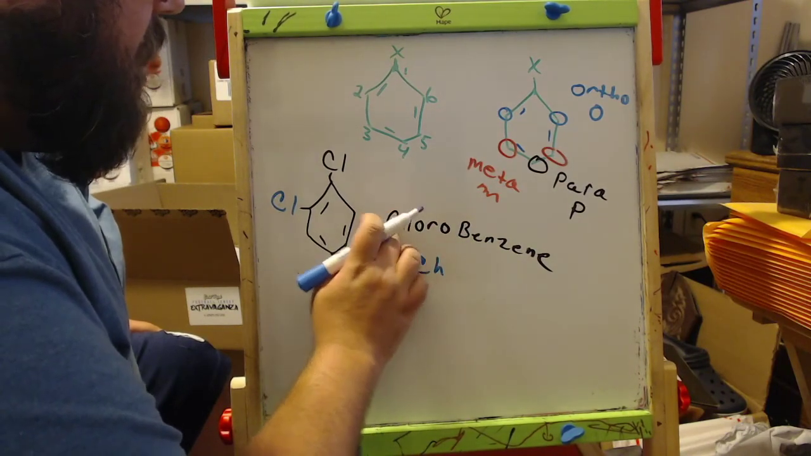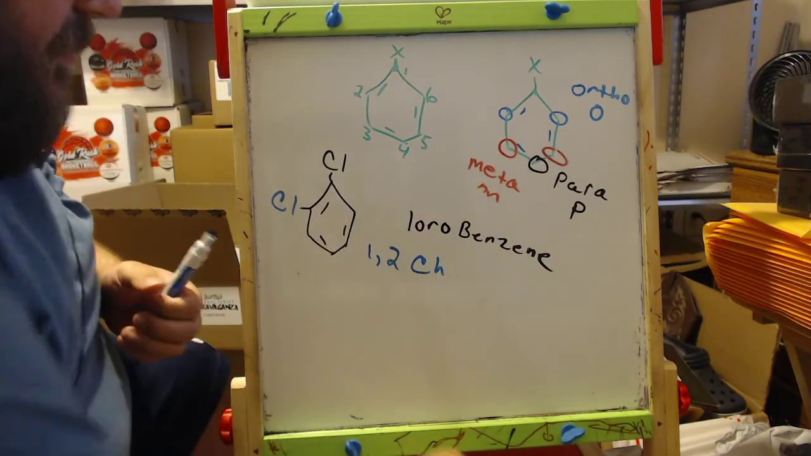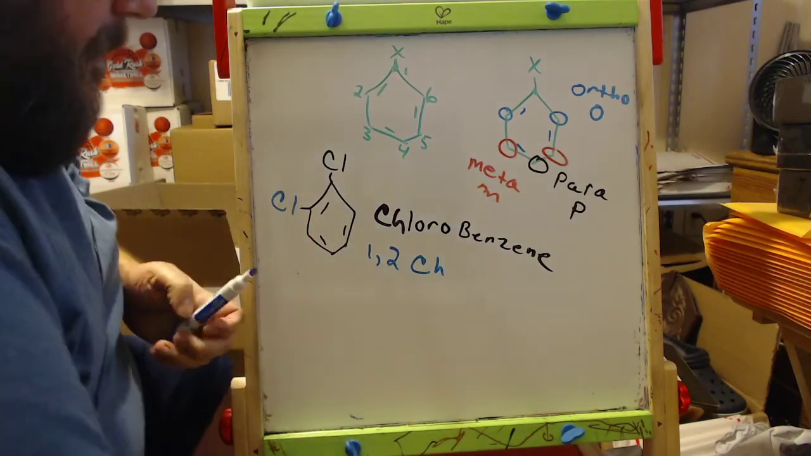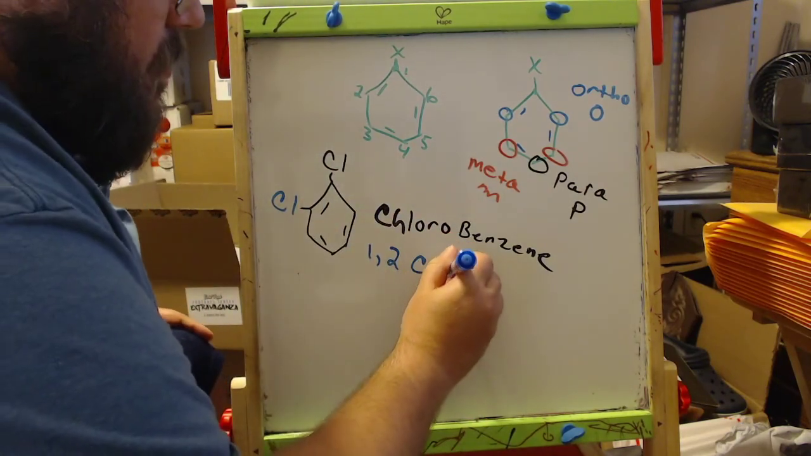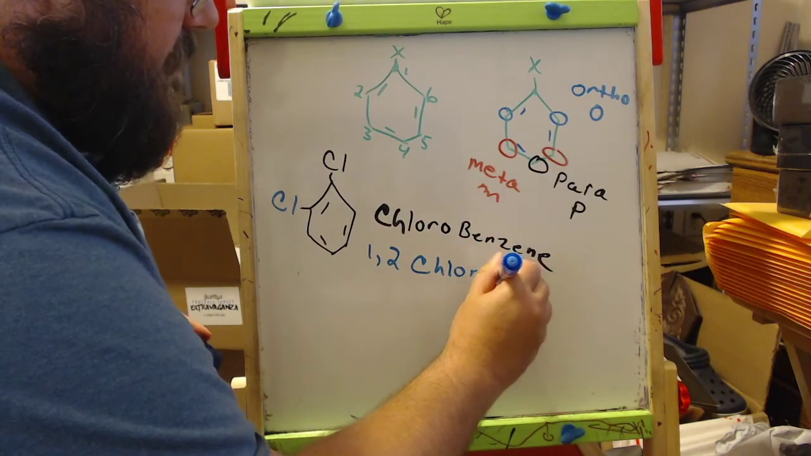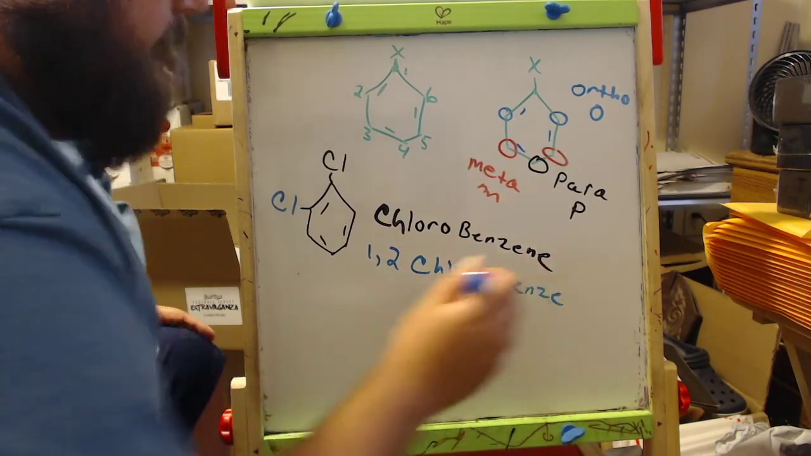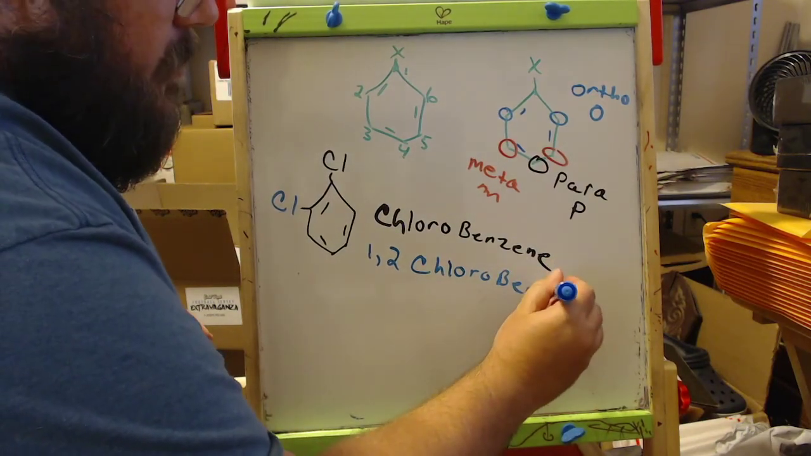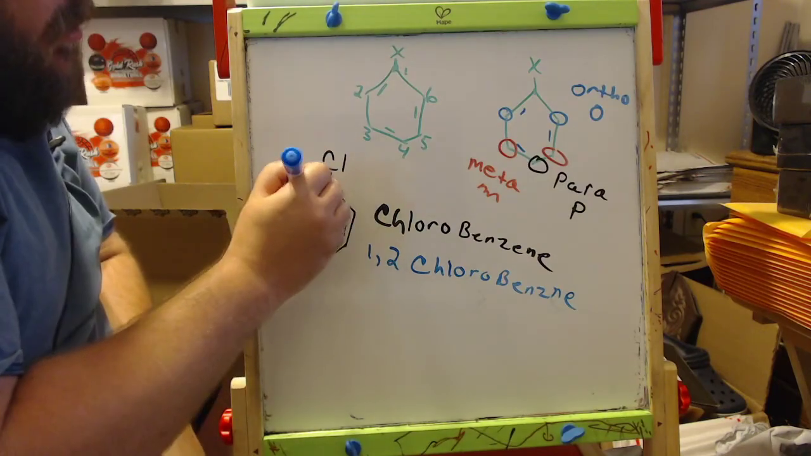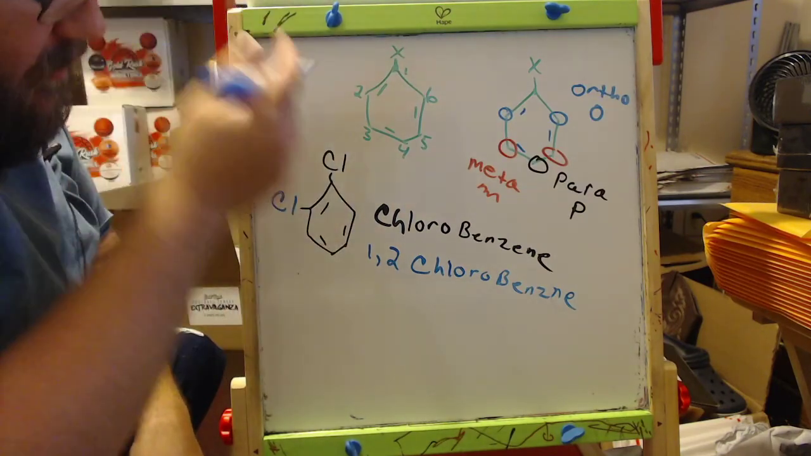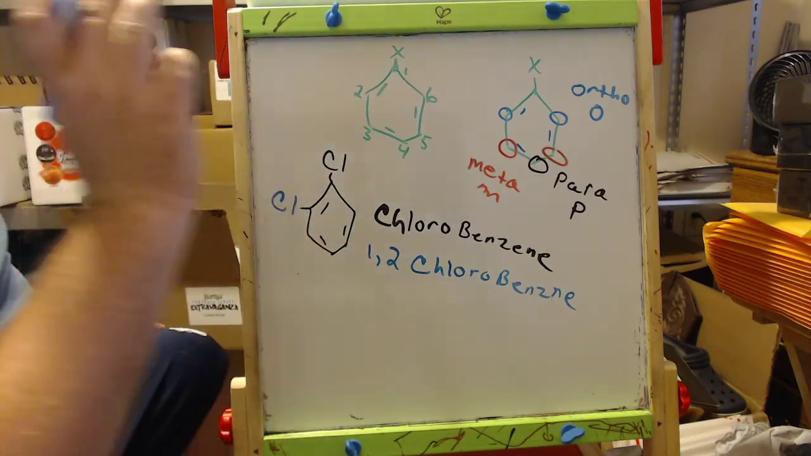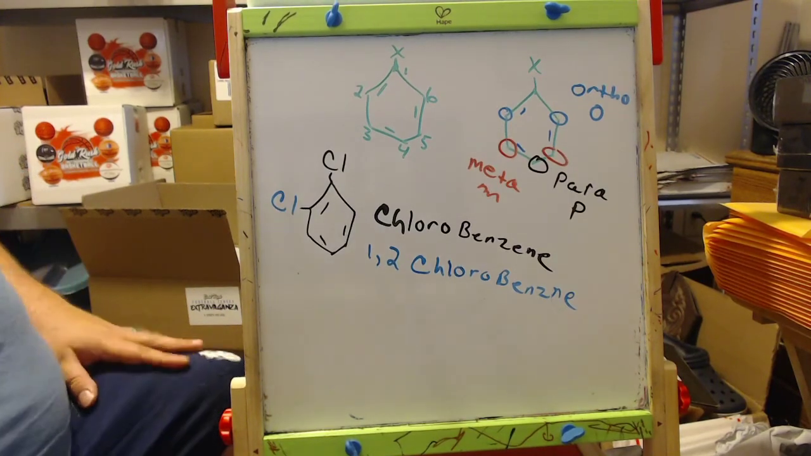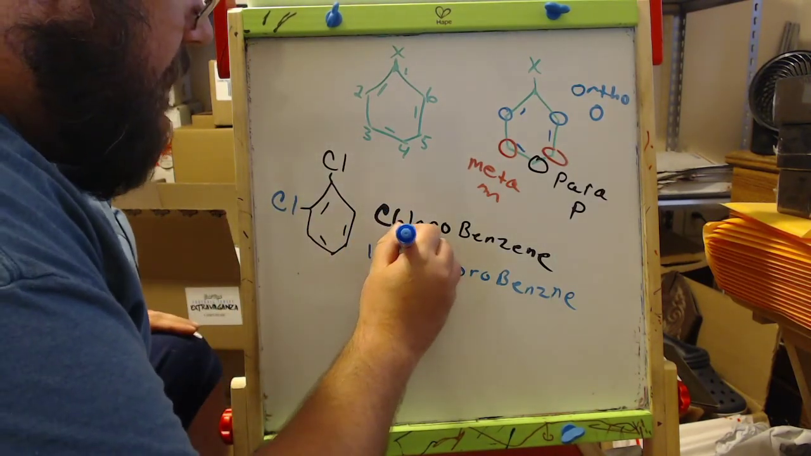Look how I spelled chloro there. Chlorobenzene. Benzene. Because I'm on the 1, and then I go shortest distance to the next thing, 2. And since it's 1, 2, don't forget we need a di in there.